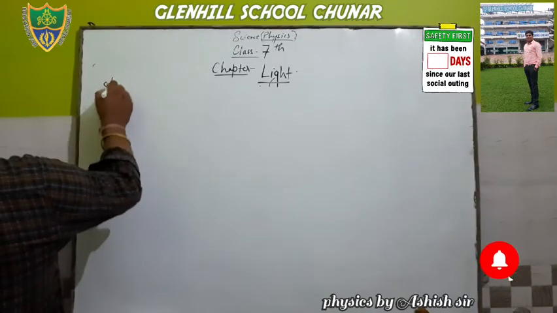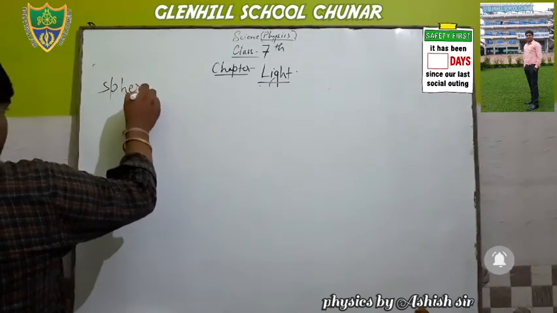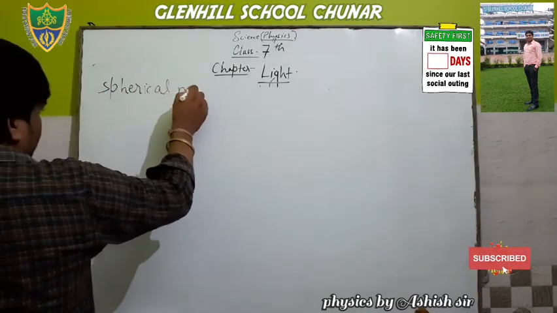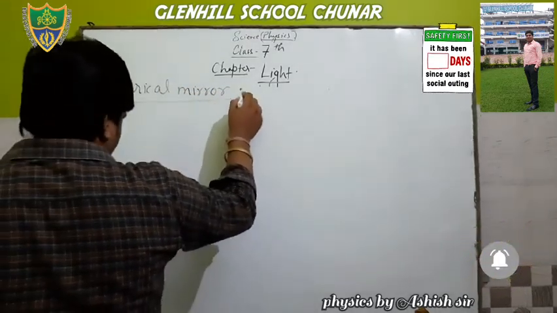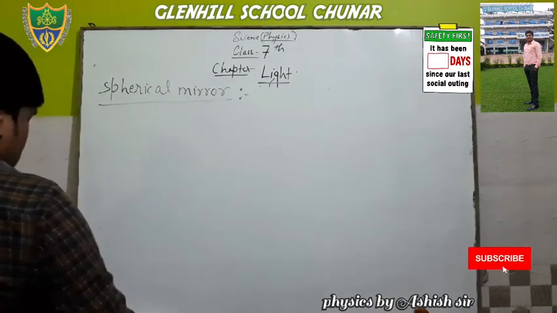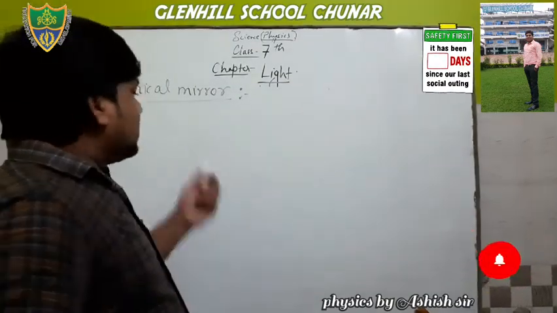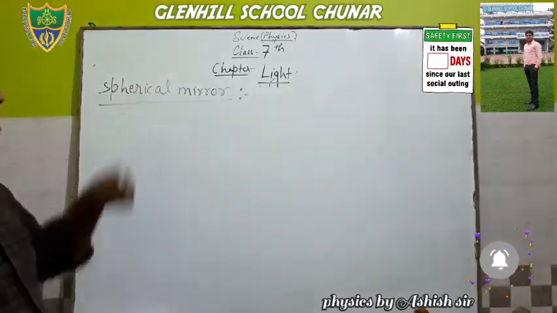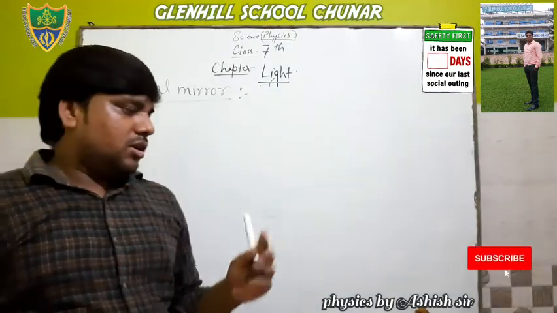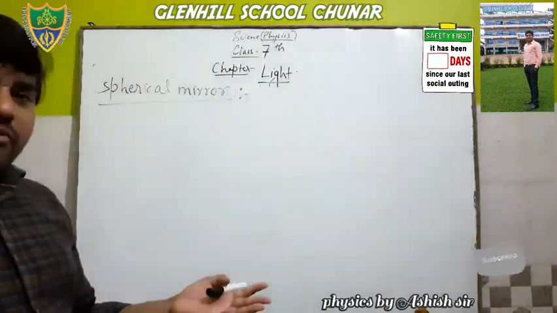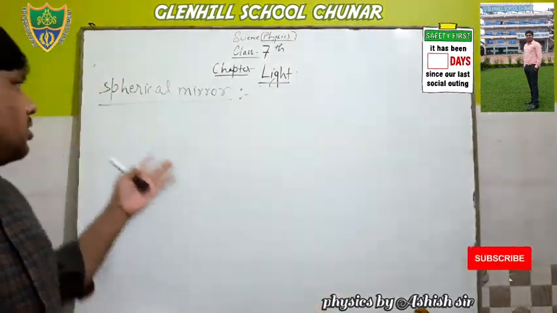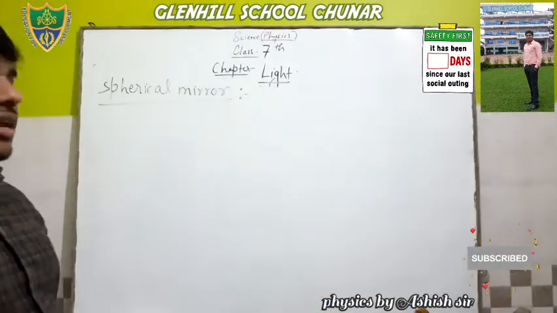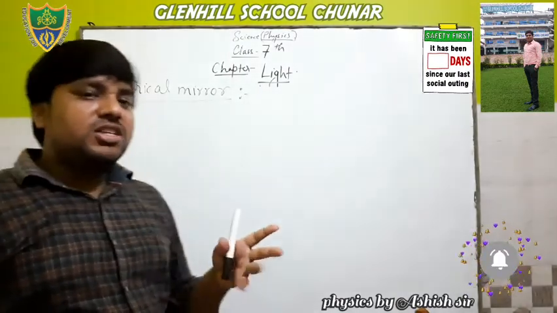Now, your topic is spherical mirror. What is a spherical mirror? The word is sphere. You know what a sphere is? A sphere is a type of ball. The shape of a ball is known as spherical because the shape of a ball is a sphere.